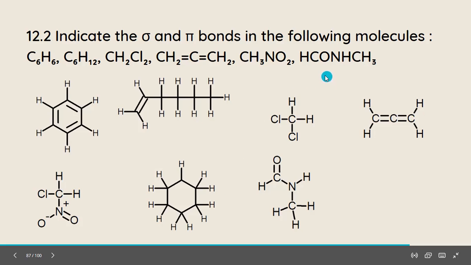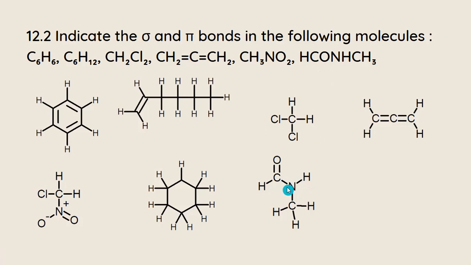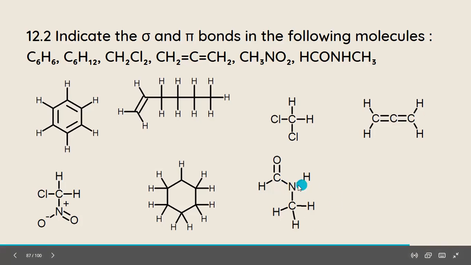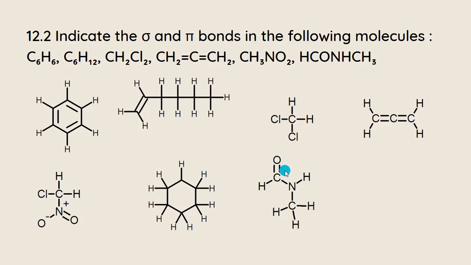The last one, HCO and HCH3. All the single bonds over here are obviously sigma, the carbon and oxygen, this would be sigma and the other will be pi. So sigma bonds are single bonds. For a double bond, you have one sigma and one pi. For a triple bond, you have one sigma and two pi bonds.